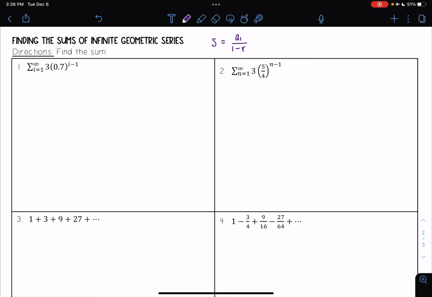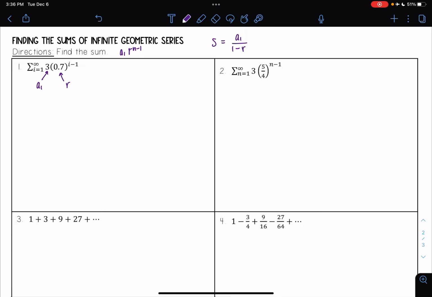So looking at this first one, I have the sum from i equals 1 to infinity of 3 times 0.7 to the i minus 1. So here it's important to note what your a1 value is and what your r is. Well, remember with any geometric series, the rule is a1 times r to the n minus 1. So that means that my a1 is 3 and my r is 0.7.